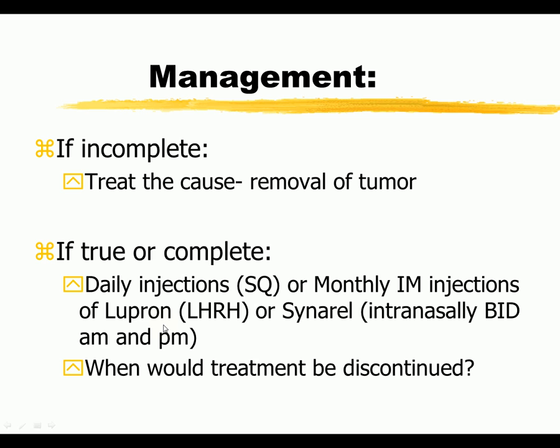When would treatment be discontinued? Well, it's discontinued at the time of puberty, at about 11 for girls and 12 in boys. So when those girls are at the age to start puberty, they're going to let off of the Lupron, so that they'll go through the growth spurt, and then they will actually shut off the growth plate at the right time.